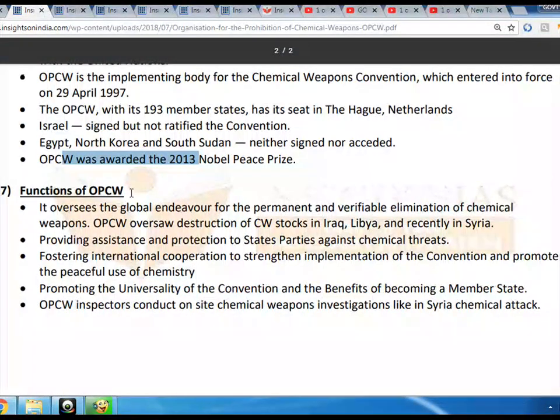7. Functions of OPCW. It oversees the global endeavor for the permanent and verifiable elimination of chemical weapons. OPCW oversaw destruction of CW stocks in Iraq, Libya, and recently in Syria, providing assistance and protection to states parties against chemical threats. Fostering international cooperation to strengthen implementation of the convention and promote the peaceful use of chemistry, promoting the universality of the convention and the benefits of becoming a member state. OPCW inspectors conduct on-site chemical weapons investigations, like in the Syria chemical attack.